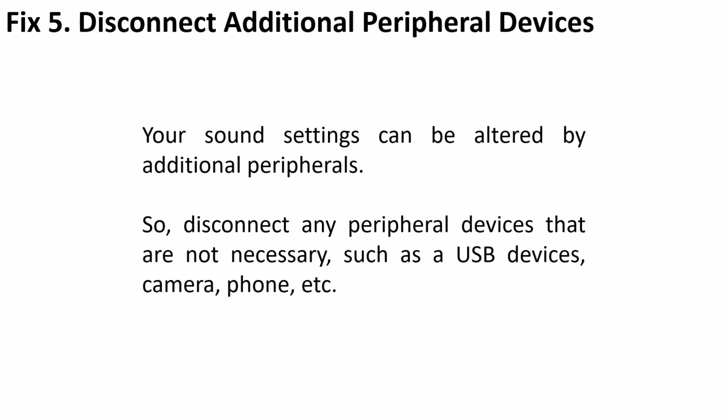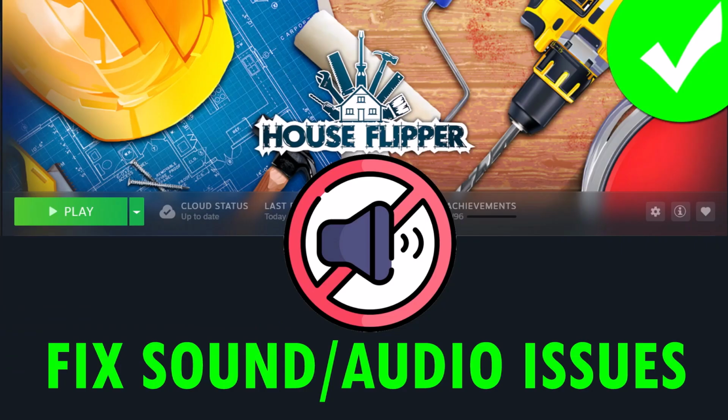Fix 5 is to disconnect additional peripheral devices. So your sound settings can be altered by additional peripherals. So disconnect any peripheral devices that are not necessary, such as USB devices, camera phone, etc. and then check. So I hope by following these fixes, you can easily solve sound or audio issues in House Flipper game. So that's all for this video.